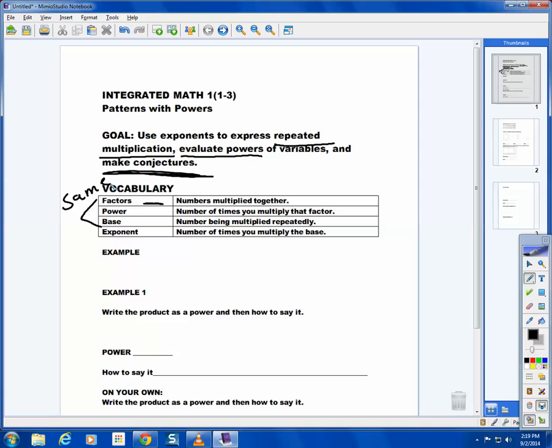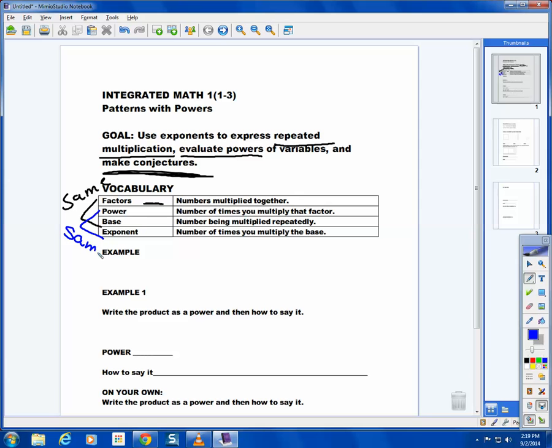Well, then take a look at your exponent. What's it say for an exponent? Number of times you multiply the base. Didn't the power say number of times you multiply the factor? Almost the same sentence, word for word, isn't it? What do you think I'm going to say about the words power and exponent as it relates to this section? Say it again, Savannah. You betcha. They're probably going to mean the same thing. All right? Power, exponent just mean the same thing in this section.